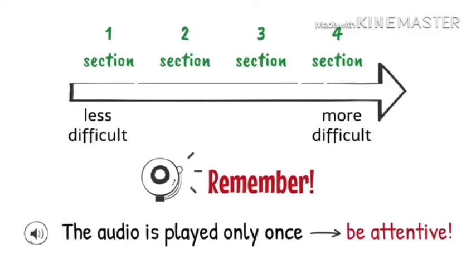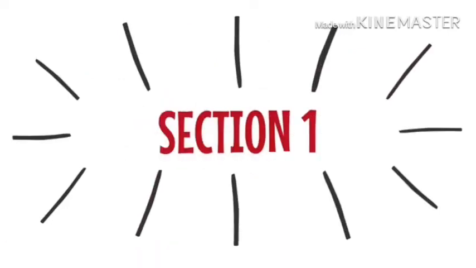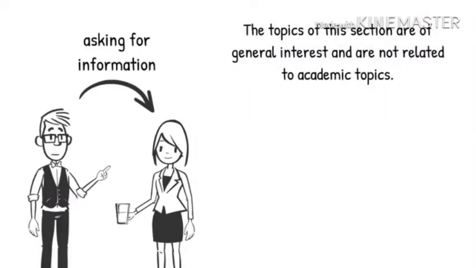So now let's learn more about each section. Section 1. This is a conversation between 2 speakers in which one speaker is asking for information from the other speaker. Often conversations in this section involve one speaker doing everyday activities such as registering for a course or renting an apartment. The topics of this section are of general interest and are not related to academic topics.